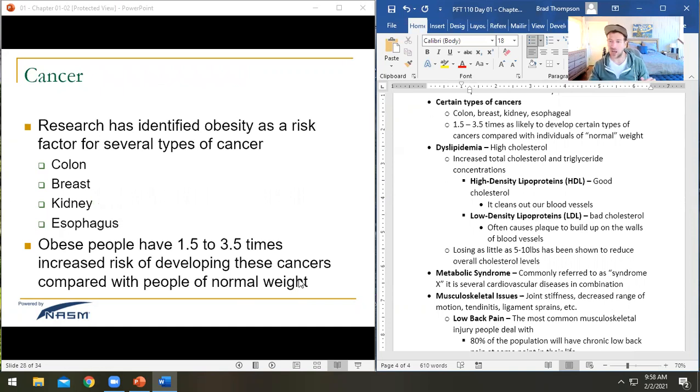What is in my throat? We also have certain types of cancers that have been associated with obesity, particularly the most dangerous of which are going to be colon, breast, kidney, and esophageal cancers.